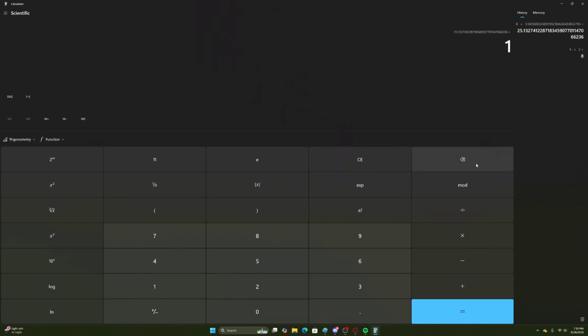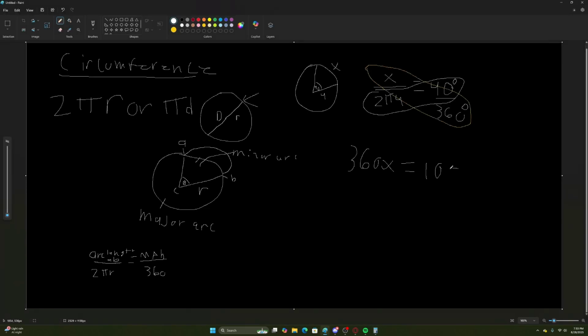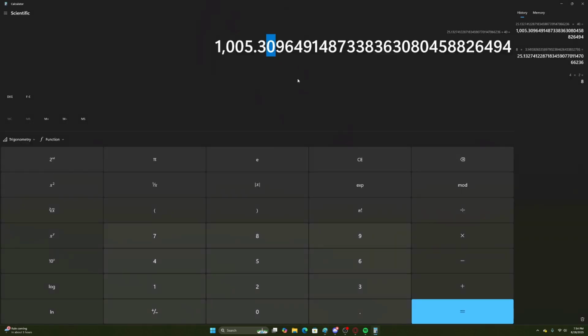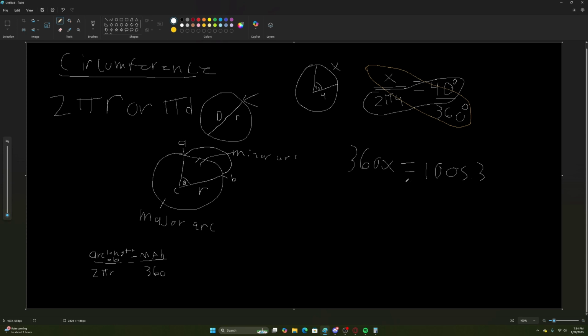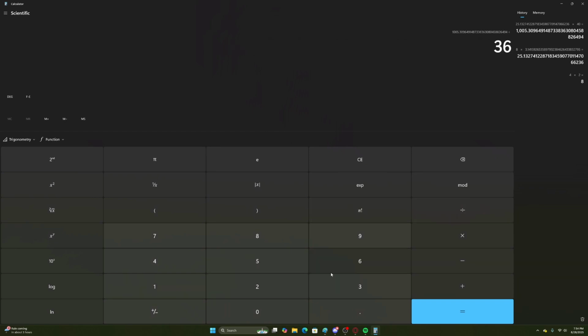Times 40. So this will usually equal a very big number. In my unfortunate Ferris wheel example, it was like 17,000 or something insane like that. That's a big Ferris wheel. Point being, this is going to be 1005.3, because we're just going to run to the 10th place. From here, you're just going to divide this entire thing by 360, because we want to get rid of this.